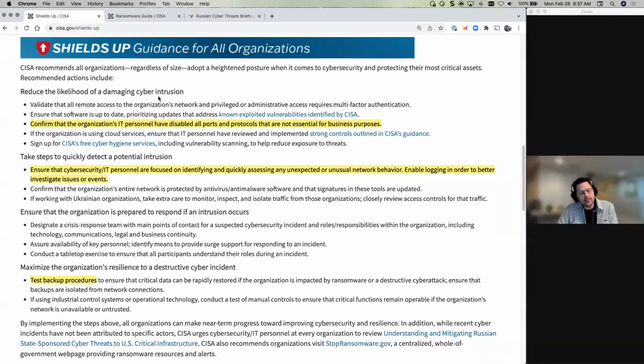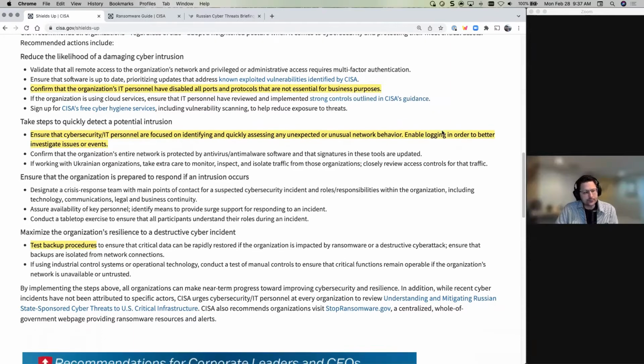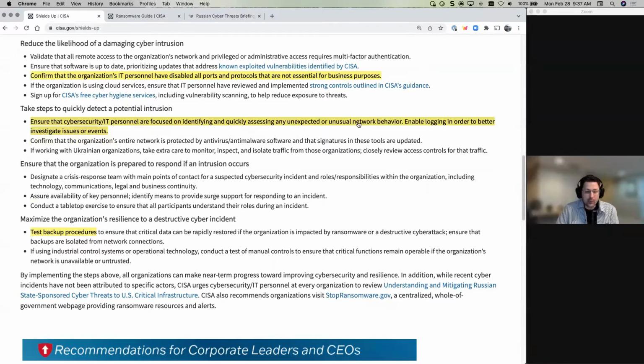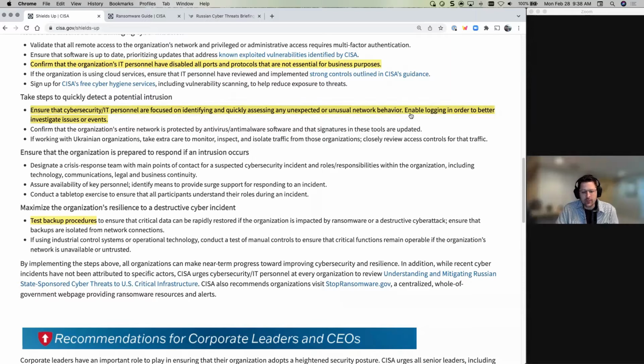On the Shields Up guidance, I've highlighted some key things that ExtraHop is really good at. Disabling ports and protocols for non-essential purposes. I don't know how many times I've seen telnet ports, SMB ports, and RDP ports being open to people they shouldn't be, which allows state-sponsored actors to leverage that as a point of attack. Unusual network behavior, that's what we do. So it's really important to start to pay attention to our detections and to use our threat investigations to understand what's happening. And we go above logging and use network packets. And then obviously, always test your backup procedures.